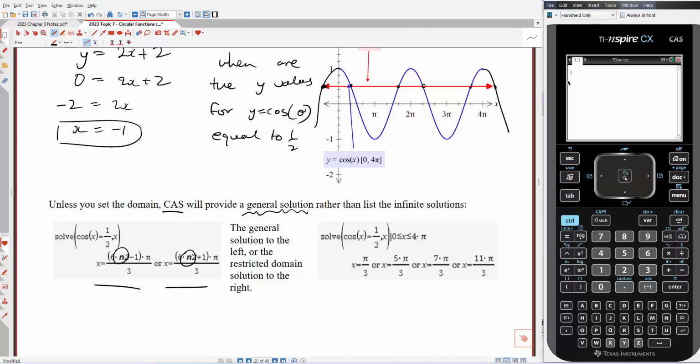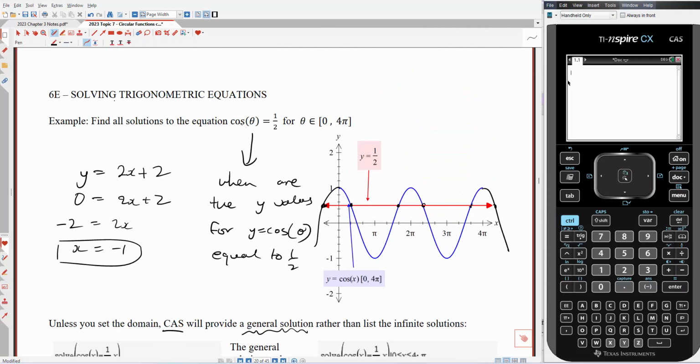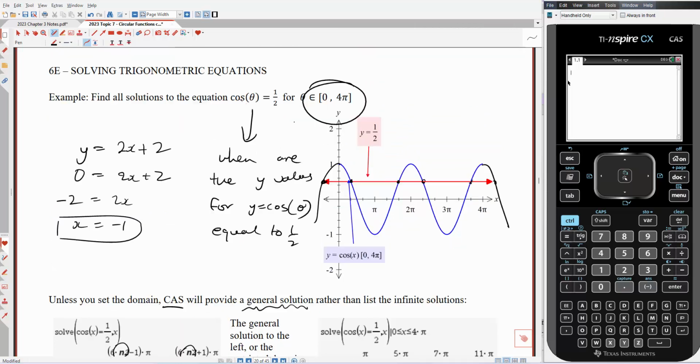It describes a constant, whereas here we say solve cosine of x equals 1/2 between 0 and 4 pi, and it goes, okay, I know that there's a finite number of solutions. In fact, we can see here we've got 1, 2, 3, 4 solutions. Okay, so it's important to know that for this particular exercise, what we're going to be doing is solving trig equations over a restricted domain.